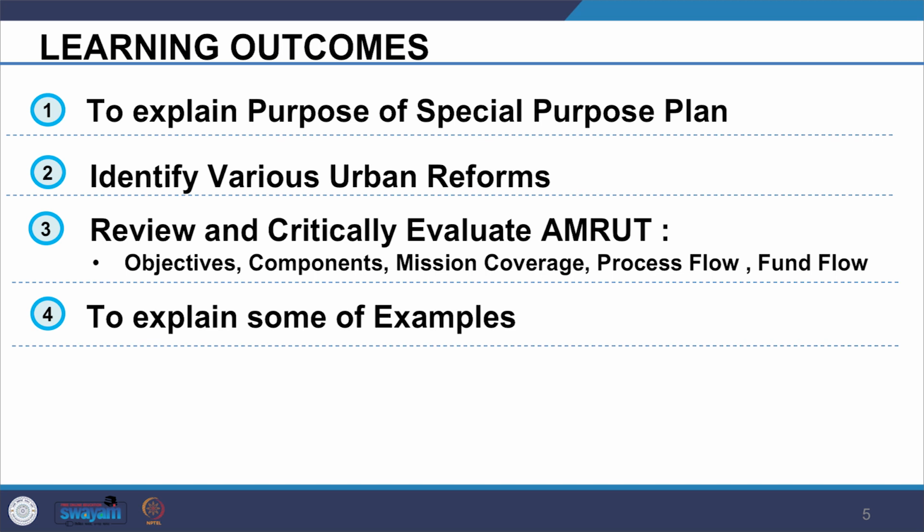The expected learning outcomes would include you should be able to explain what is the purpose of special purpose plan. You should be able to identify or name some of the urban reforms, and you should be able to review and critically evaluate AMRUT project, its objectives, identify different components, tell the mission coverage, the process, all the processes about fund flow involved. And then you should also be able to explain some of the examples.